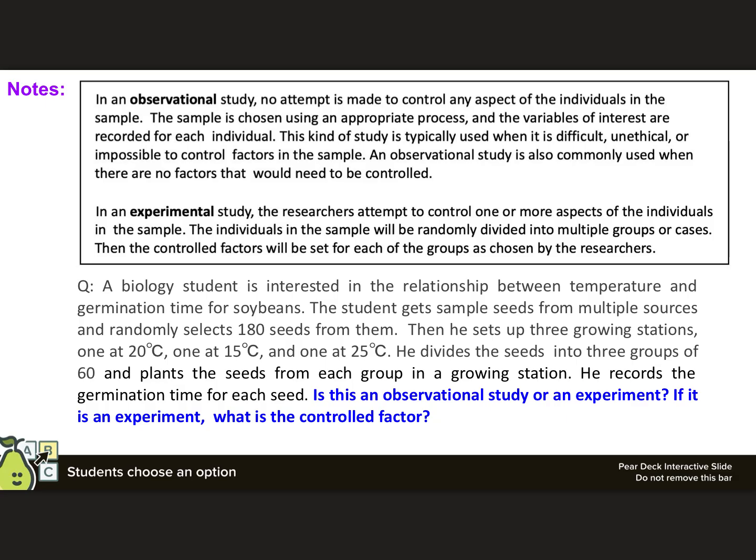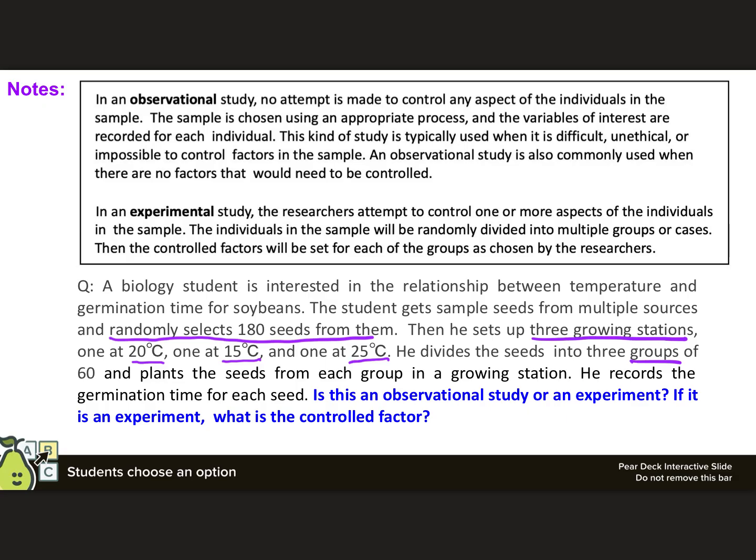A biology student is interested in the relationship between temperature and germination time for soybeans. The student gets sample seeds from multiple sources, randomly selects 180 seeds from them. Then he sets up 3 growing stations, one at 20 degrees Celsius, one at 15, and one at 25. He divides the seeds into 3 groups of 60 and plants the seeds from each group in a growing station. He records the germination time for each seed.